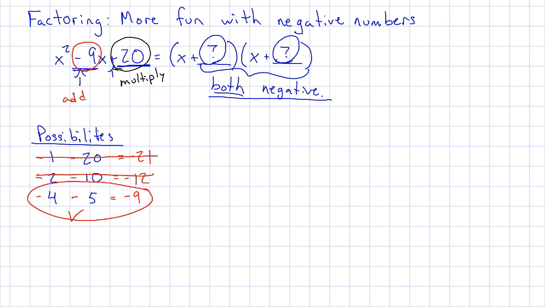So my final answer when I'm factoring this problem is that x squared minus 9x plus 20 equals (x minus 4)(x minus 5).